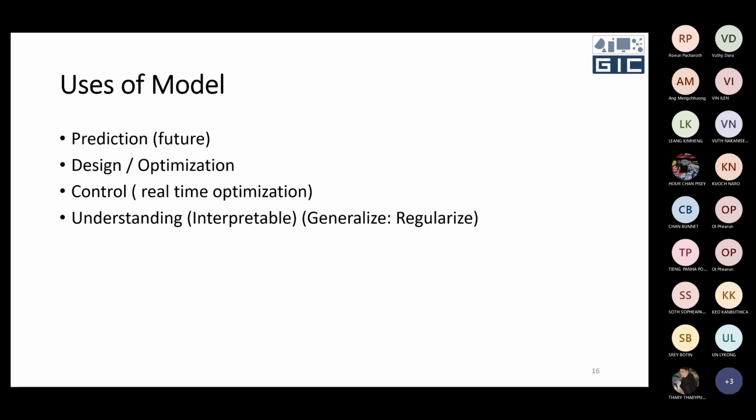It is only the future. For example, I have a classification of one thing. I try to classify an image: the input image is a human or an animal. So I can use a mathematical model to predict whether it is a human picture or an animal picture. And the other use is design or optimization.